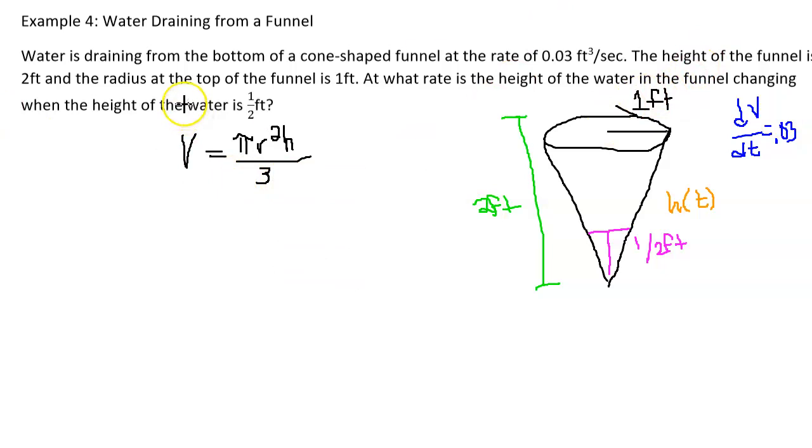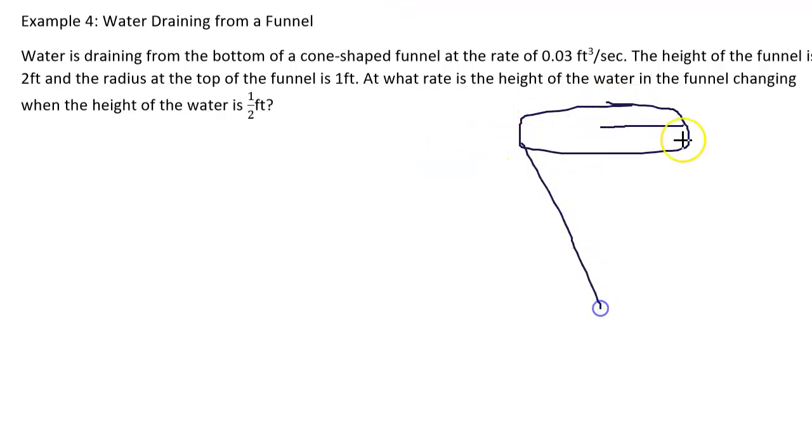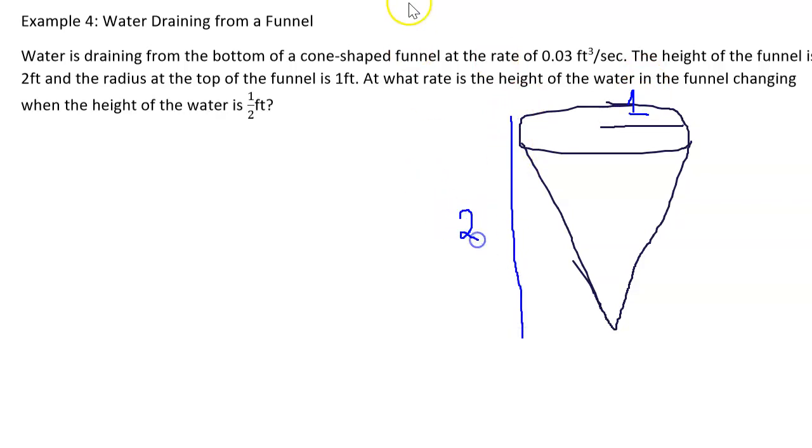Now let's take a look. At what rate is the height of the water in the funnel changing when the height of the water is half a foot? So it seems like we're more concerned with our height for our cone than we are with our radius. I just lost my whole picture, so give me a second, we're going to redraw this. And then we know that the radius of the entire cone is 1, and we know that the height of the entire cone is 2.